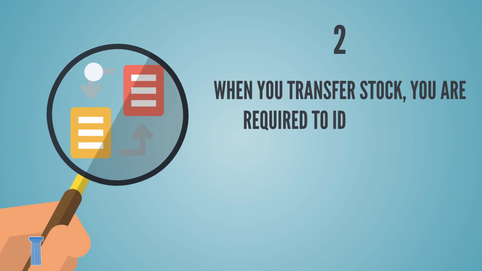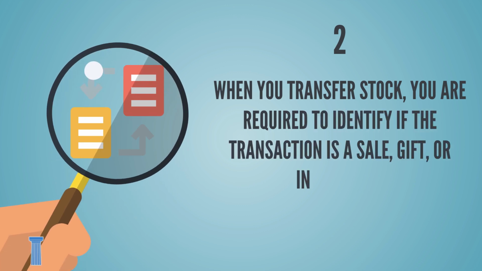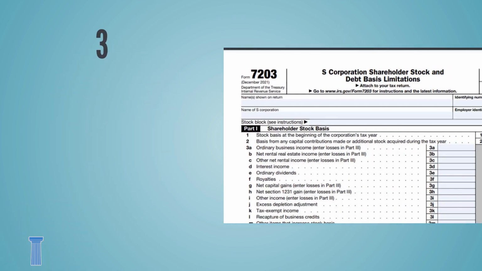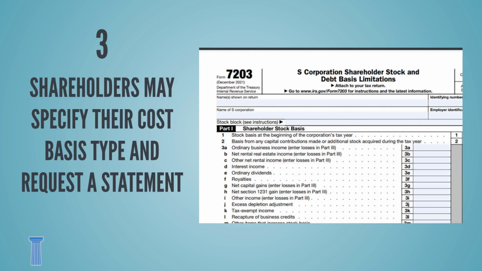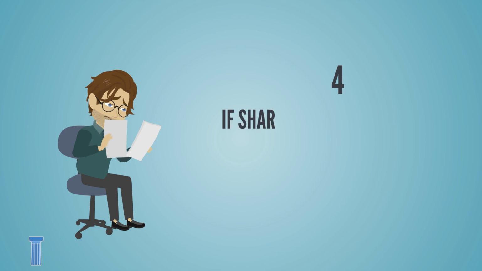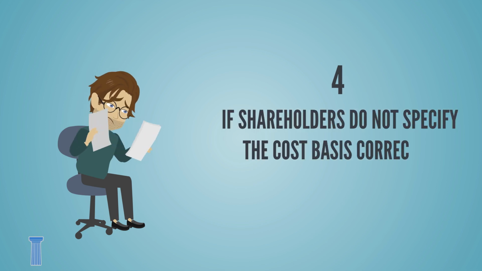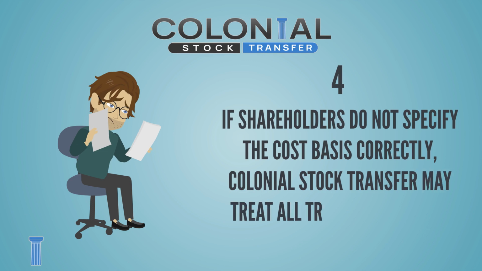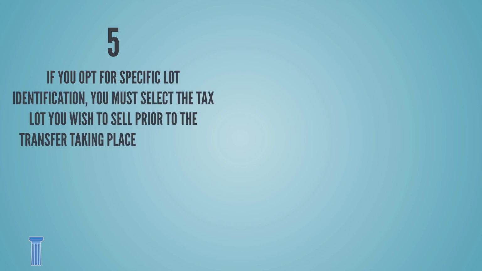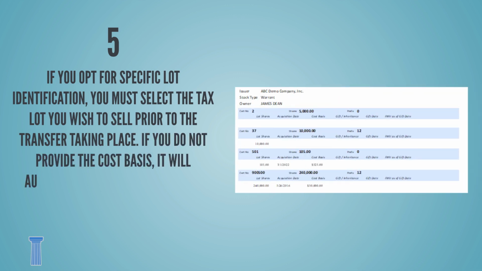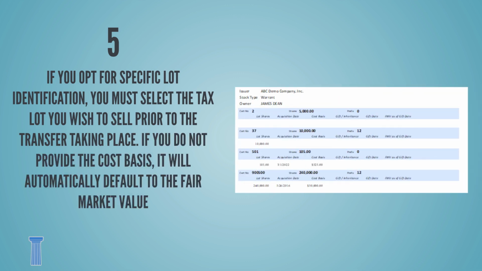Number 2. When you transfer stock, you are required to identify if the transaction is a sale, gift, or inheritance. Number 3. Shareholders may specify their cost basis type and request a statement. Number 4. If shareholders do not specify the cost basis correctly, Colonial Stock Transfer may treat all transfers as gifts. Number 5. If you opt for specific lot identification, you must select the tax lot you wish to sell prior to the transfer taking place. If you do not provide the cost basis, it will automatically default to the fair market value.